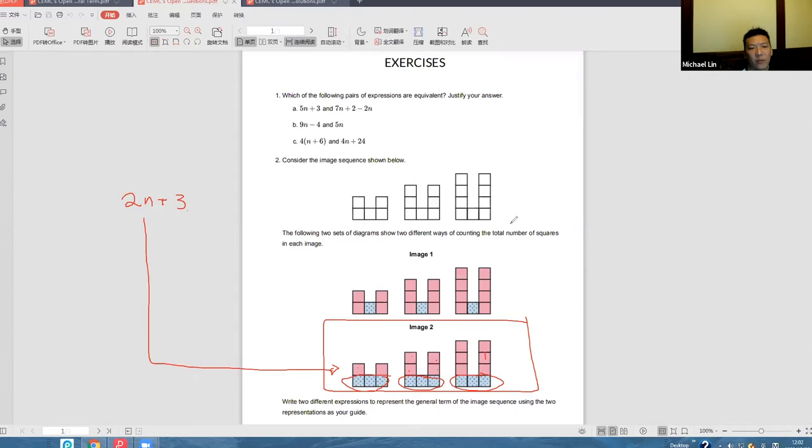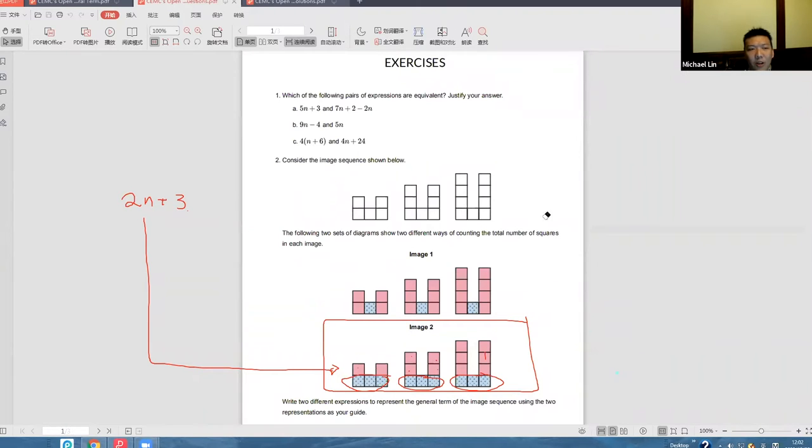4n plus 1. So 4n plus 1 doesn't work. I think somebody said that earlier, but 4n plus 1 gives me 4 times 2 plus 1, which is 8 plus 1, which gives me 9, right? So it breaks down as soon as we get to term 2. So it's not 4n plus 1.